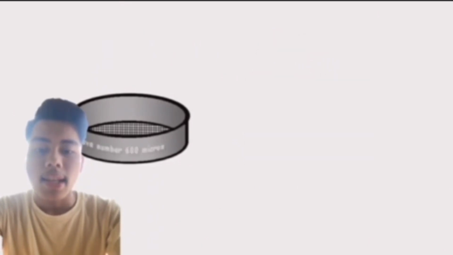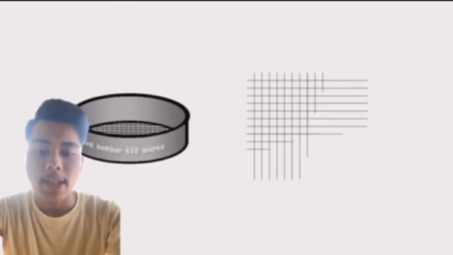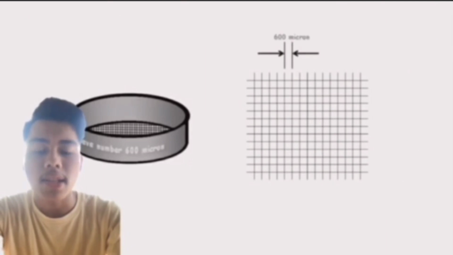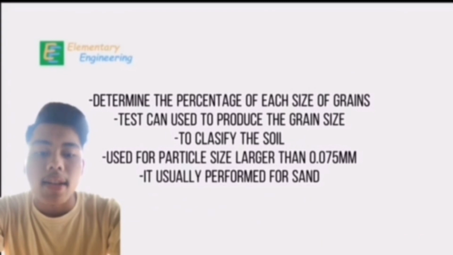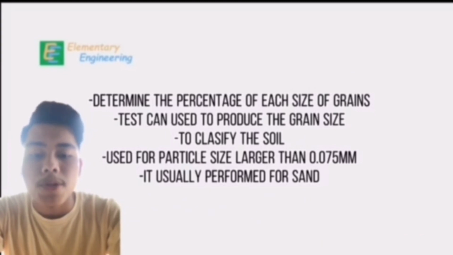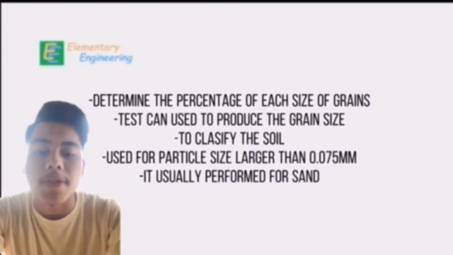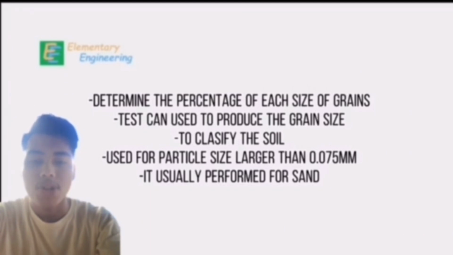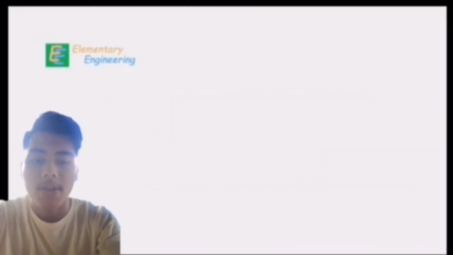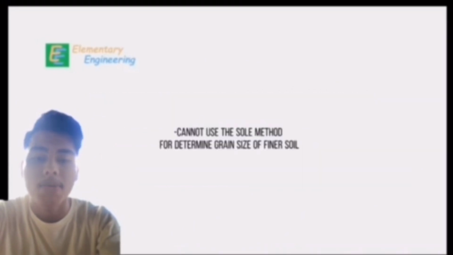The grain size analysis test is performed to determine the percentage of each size of grains contained within a soil sample. The result of the test can be used to produce the grain size distribution curve. Sieve analysis is a method used to determine the grain size distribution of soils that are greater than 0.075 mm in diameter. It is usually performed for sand and gravel but cannot be used as the sole method for determining the grain size distribution of finer soil.